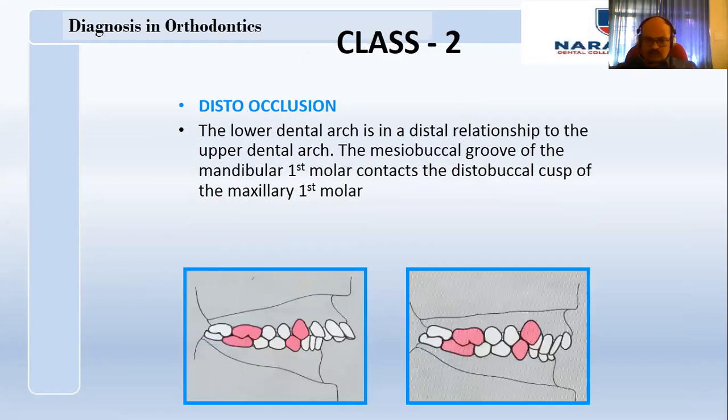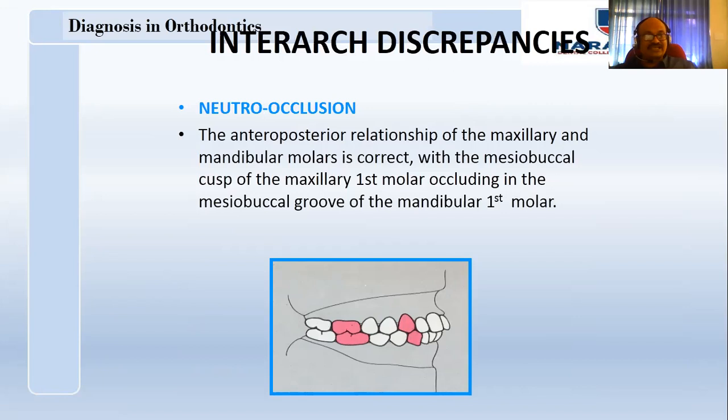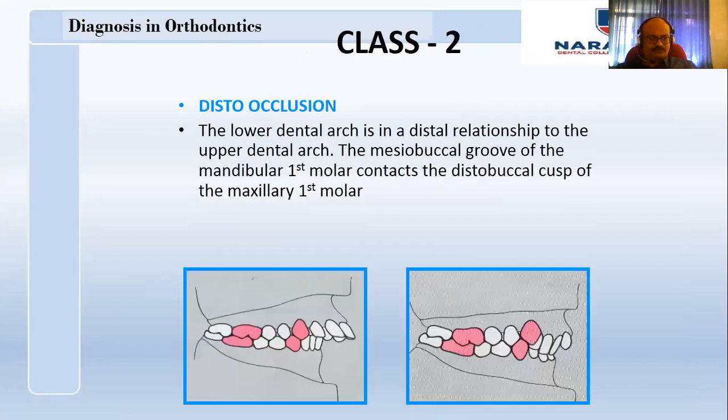So what is neutro-occlusion? Neutro-occlusion is nothing but a class 1 condition. When the mesiobuccal cusp of the upper occludes in the lower, you call it a class 1 relationship. Likewise, a disto-occlusion is a condition in which the mandible is distally placed or the maxilla is forwardly placed. When relatively the maxilla is forwardly placed, you call it a class 2 condition or a disto-occlusal condition. Can you see here? Instead of the mesiobuccal cusp occluding here, it is occluding with the premolars.